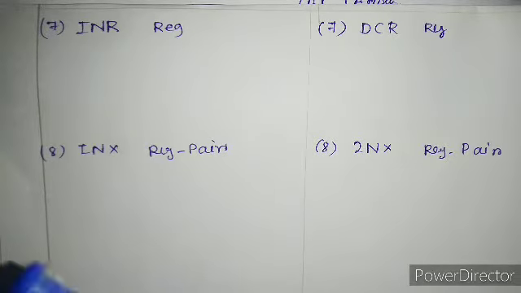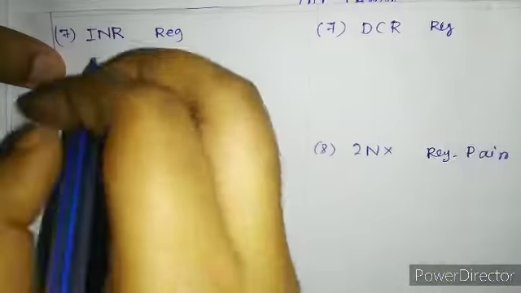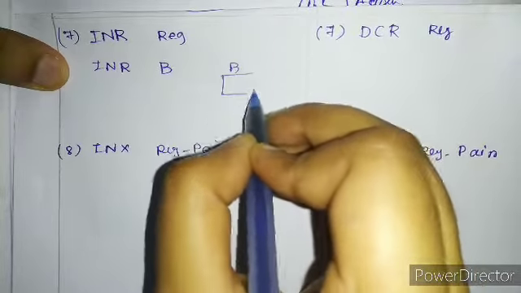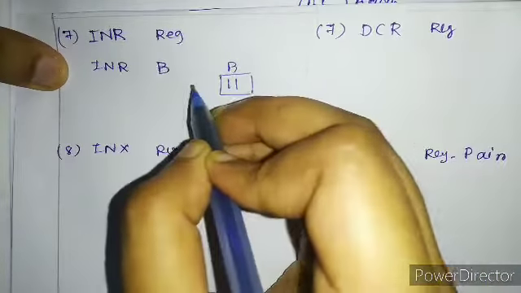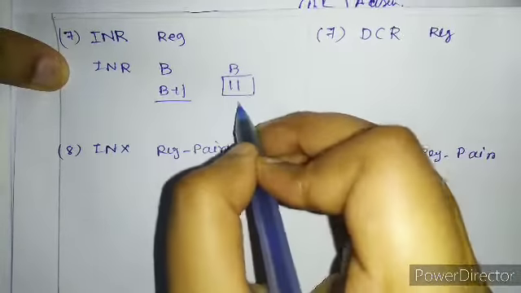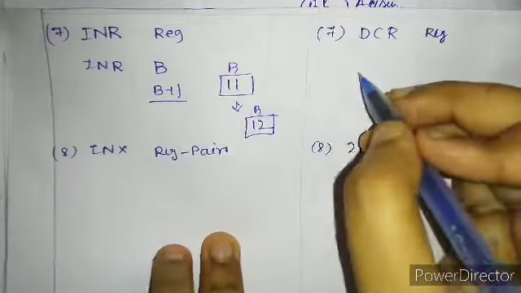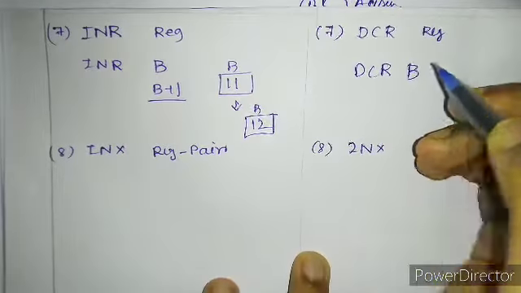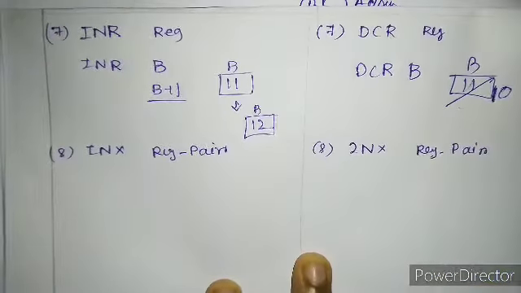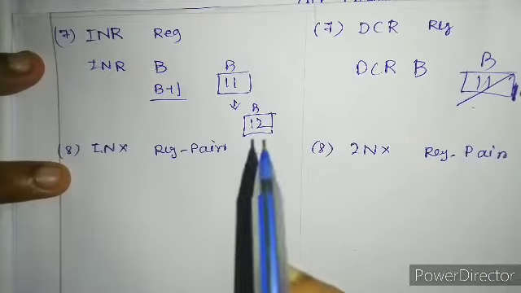Now we have to see some increment and decrement operations like INR register and DCR register. If we do INR B, this means that if there is a value in B, suppose 11, it will now be incremented by 1, B plus 1, and now the value will be 12. In the case of decrement, it is DCR B. So in B it was 11, after DCR B, B will become 10. Clear?